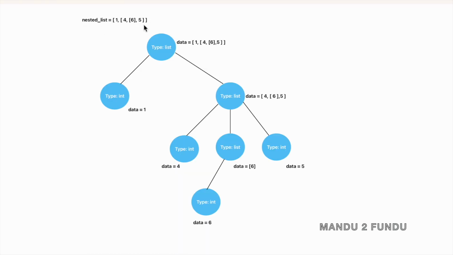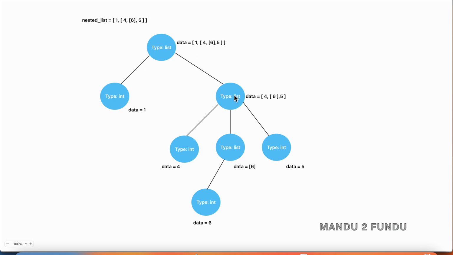Let's take this input and see how we can solve this problem. This input list has two elements, one integer and one sublist. And within that there are two integer elements and one sublist. Root nodes and other intermediate nodes represent the list, and all the leaf nodes represent the integer items. We can compute the maximum depth by traversing this tree. So the maximum depth of an element in this tree is 3.